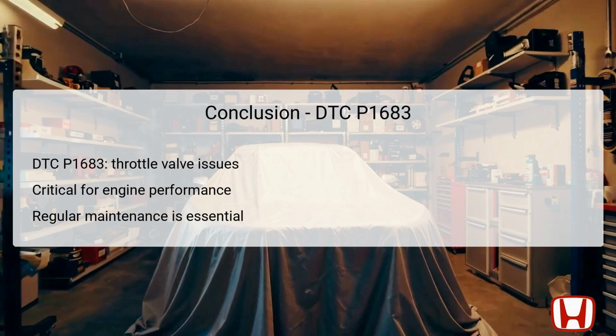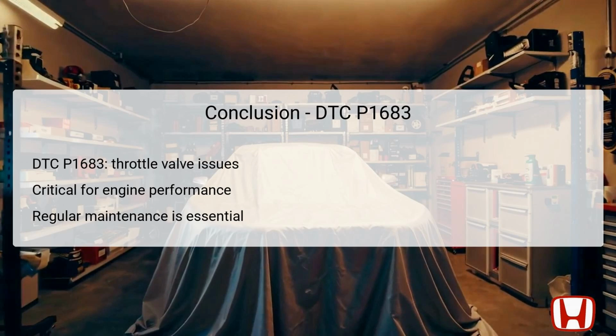In summary, DTC P1683 is a crucial indicator of potential throttle valve issues affecting the engine performance of the Honda Civic models from 2016 to 2021. Understanding the symptoms and causes provides insight into the mechanical systems at play and underscores the need for timely diagnostics and repairs. The troubleshooting steps detailed allow for a thorough examination of the throttle body and its related components.